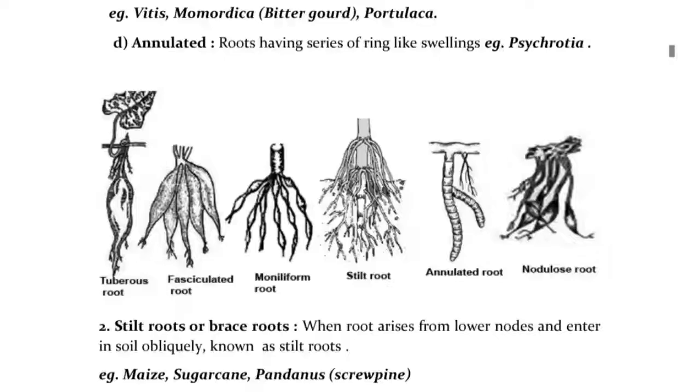Point 2. Stilt roots or brace roots. When roots arise from lower nodes and enter the soil obliquely, they are known as stilt roots, e.g. maize, sugarcane, Pandanus, screwpine.